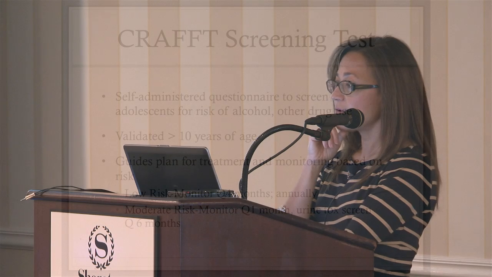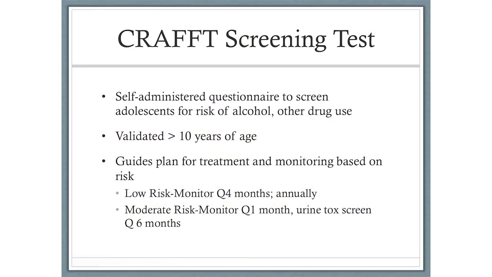But it's complicated. It's complicated when patients divert. It's complicated by parents who have their own substance abuse problems. And there have been a number of screening tests looking at predictors of risk factors for kids on opioids and other drugs. And the CRAFFT is a screening test that's a self-administered questionnaire, and it's been validated for kids over the age of 10. And we use that in our pain clinic. And depending on the score, it can guide your plan for treatment and monitoring.